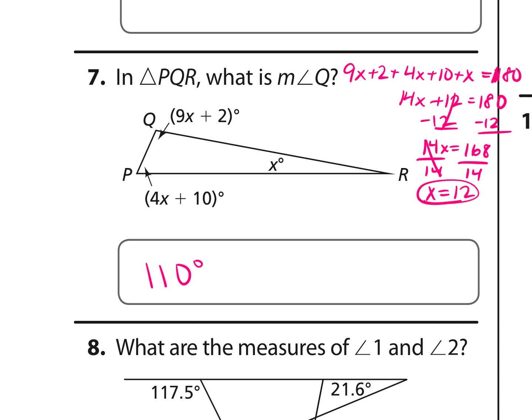So that helps us, but it's not the answer. It's asking for the measure of angle Q. The measure of angle Q is 9x plus 2, and we found x is 12. So 9 times 12 plus 2 is 110 degrees.